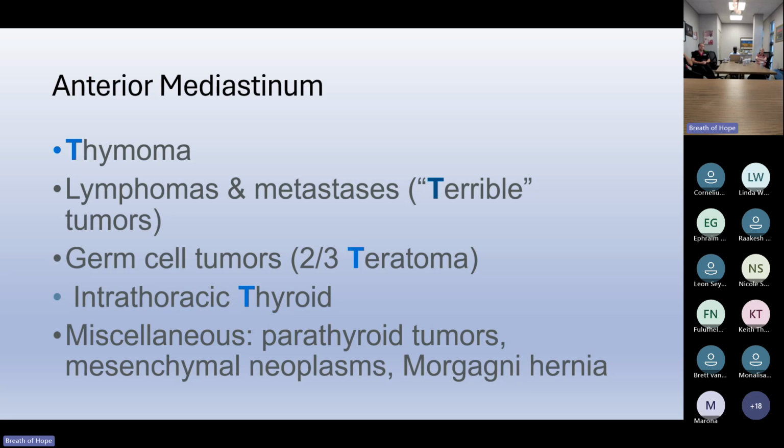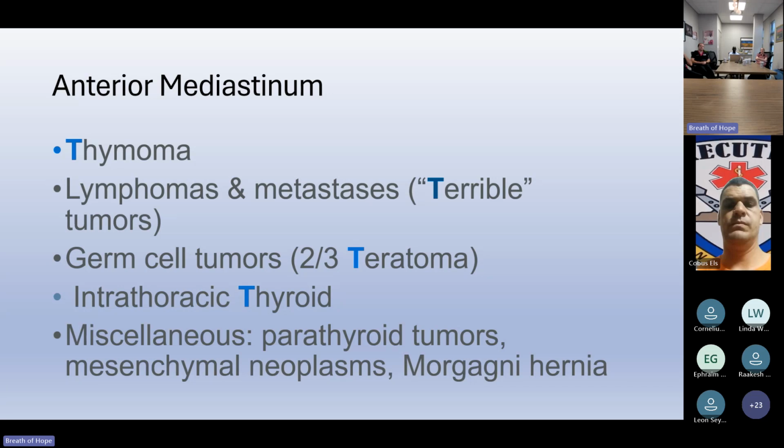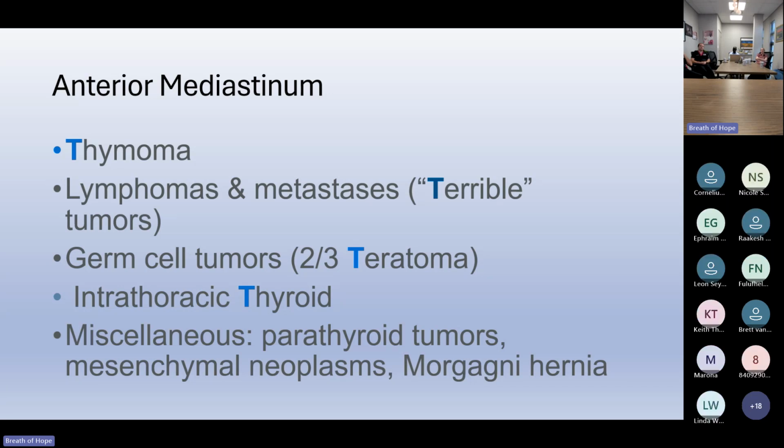For those who have always been with Prof. Richard at West University, he'll be asking you about the differential diagnosis of mediastinal tumors. The giveaway is always the 4 T's: thymoma, terrible lymphoma, teratoma, and thoracic thyroid. But a thoracic aneurysm is the 5th one. Miscellaneous will be a parathyroid tumor, mesenchymal neoplasm, and Morgagni's hernias, but I really haven't seen one before.